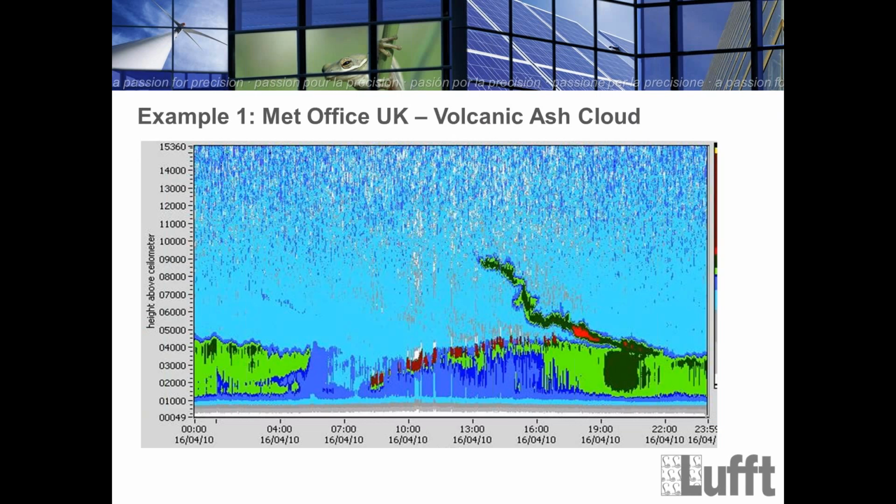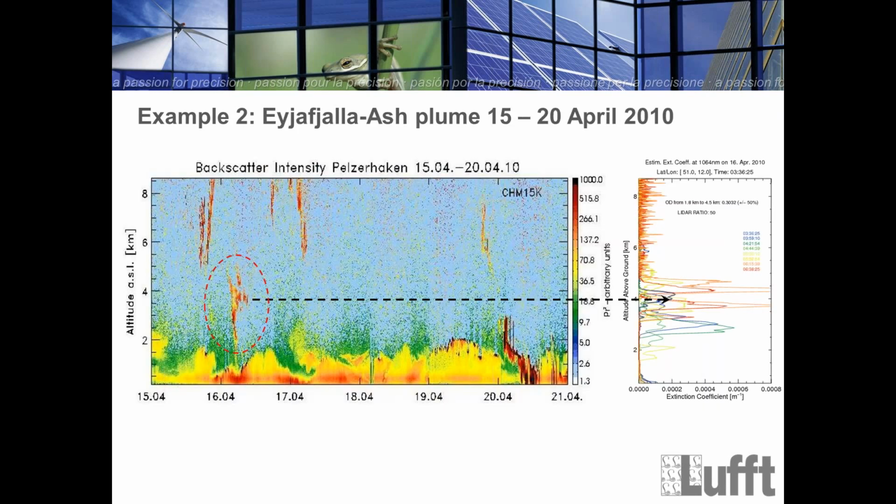Here are 2 results now for the volcanic ash measurements. As I said, the instrument can detect these volcanic ashes due to the size of these particles. Here is a second example. In this case, these are calibrated data where the people used sun photometers to calibrate the data and calculated the extinction coefficient and also the mass concentration within this plume.